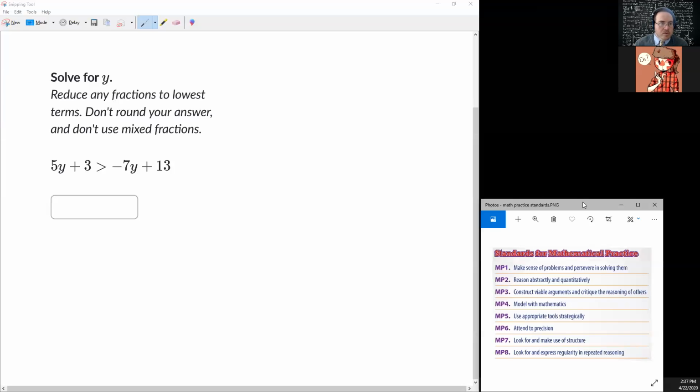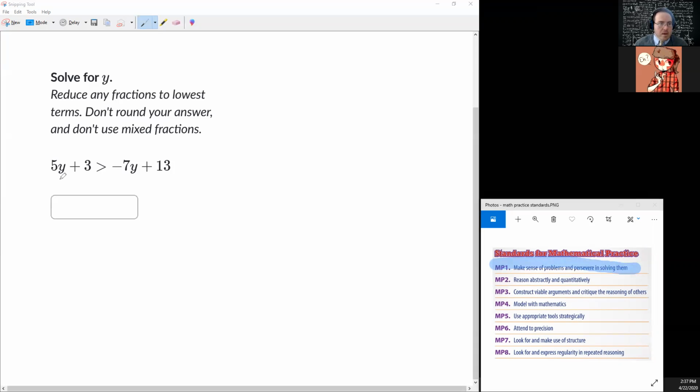So here's where we're going to start. Solve for y. Reduce any fractions to lowest terms. Don't round your answers, and don't use mixed fractions. Okay, well, I guess the first thing we're trying to do here is just understand the problem. So we got our math practice standards going. So let's just make sense of what they're asking us to do.